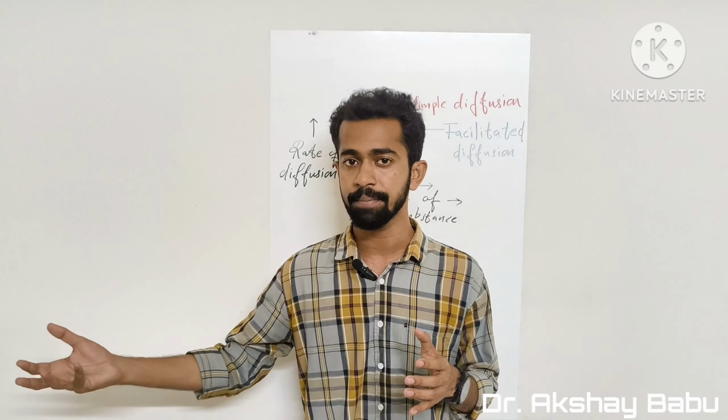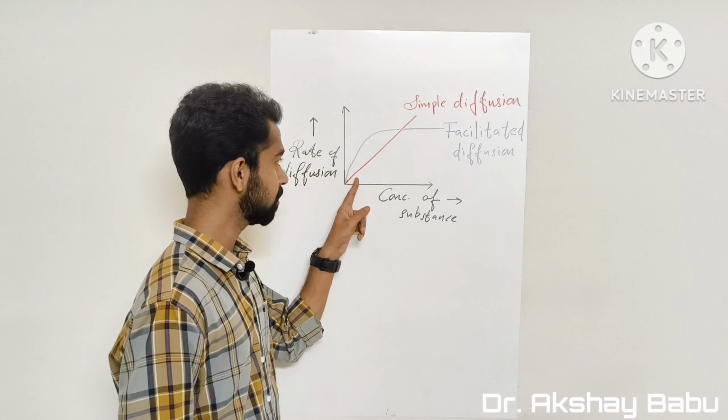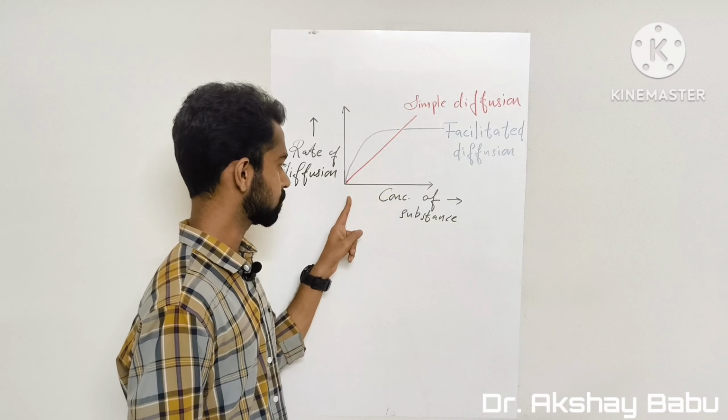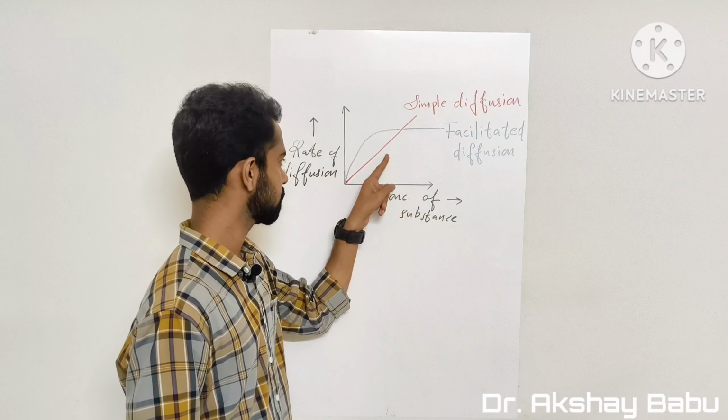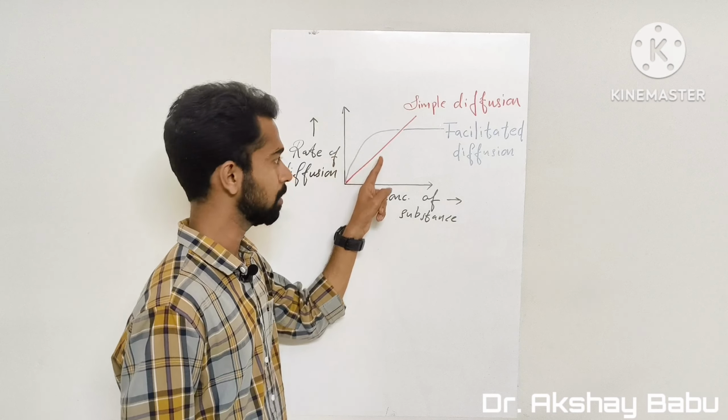So, in this figure you can see as the concentration of substance increases, the rate of diffusion also increases proportionately. So in simple diffusion, as the concentration of substance increases, the rate of diffusion also increases. You can see this straight line here. But in case of facilitated diffusion, this diffusion process cannot increase more than this Vmax level.